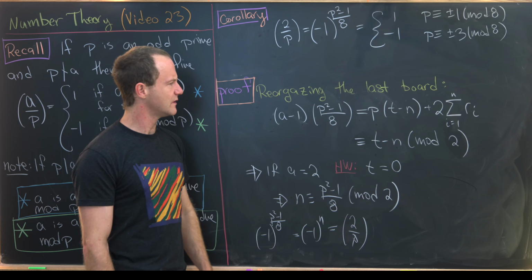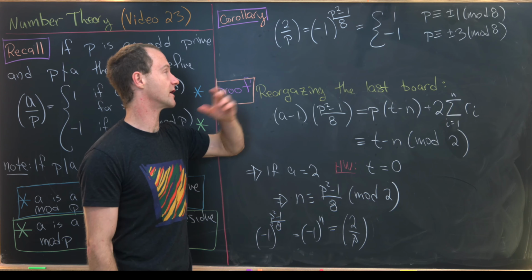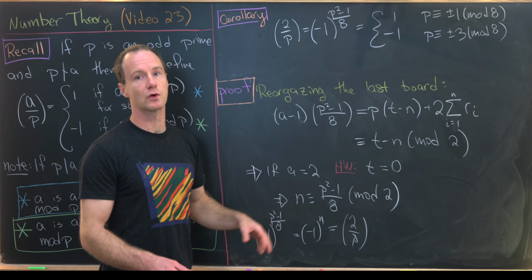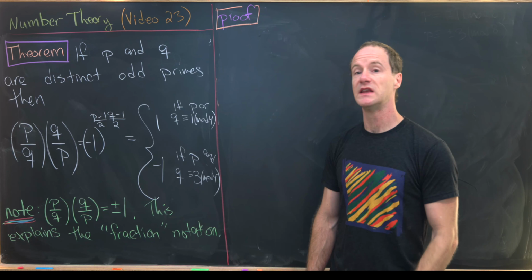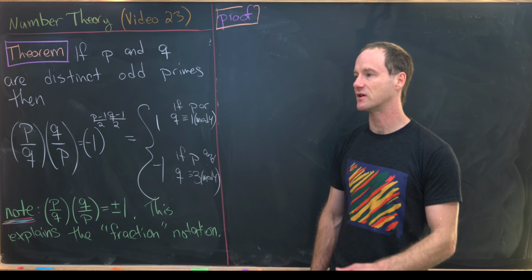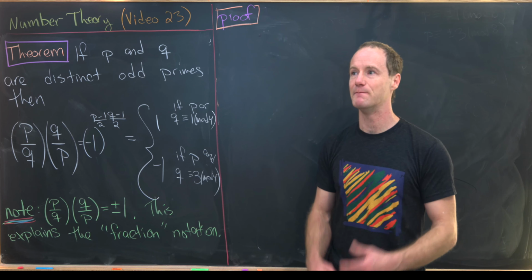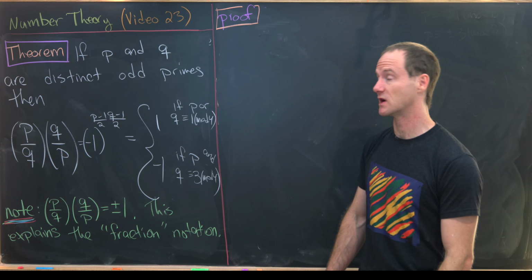Okay, so now that we've got all of these preparatory results, including this bonus corollary, which tells us when 2 is a perfect square mod p, we're ready to prove Gauss's theorem of quadratic reciprocity. Now we have all of the tools necessary in order to prove the main result of this video, and in fact, maybe the main result of the course up to this point, and that is quadratic reciprocity.